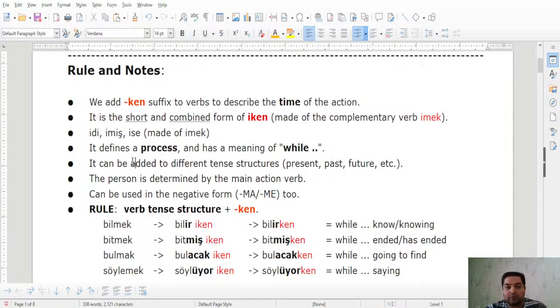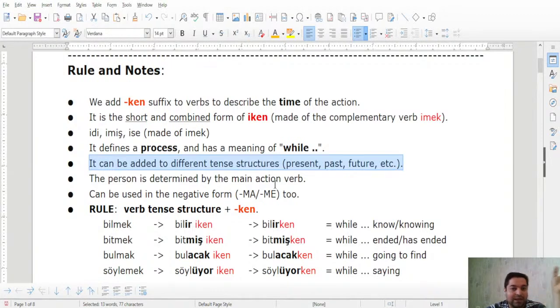So, now, what about iken? Another note which is very important, this note that I highlighted: it can be added to different tense structures. In my previous video on this suffix, I didn't talk about the different tense structures. I only talked about the present tense in general, which meant while going, while sleeping, while doing, and so on, okay? So when we add this to the present tense structure, it just means the regular English way of saying while, with the gerund, while doing something.